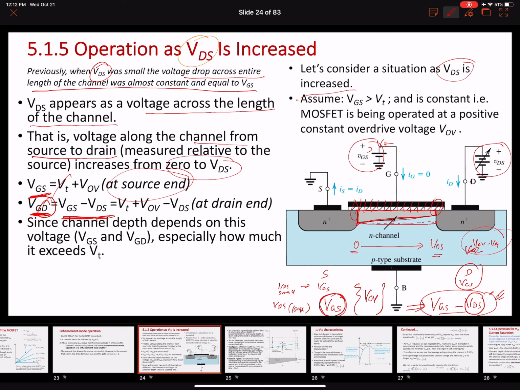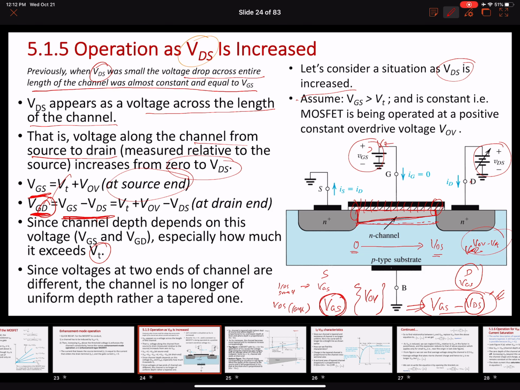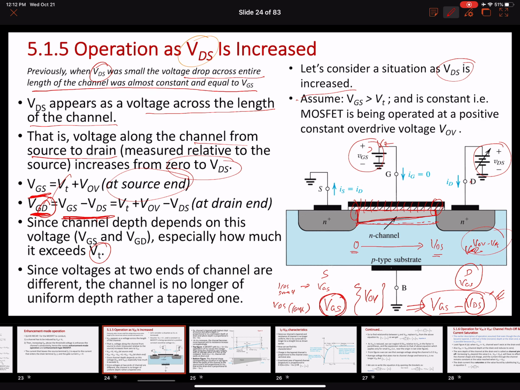Okay, so the channel depth depends on this voltage appearing at different points along the length of the channel, and especially how much it exceeds the value of VT. So more importantly, it's the overdrive voltage appearing at different points of the channel. We just discussed that if this voltage is not constant along the length of the channel, this means that the depth of the channel will no longer remain constant and it will be tapered, as we can see in this figure. Okay, now let's move to the next one.